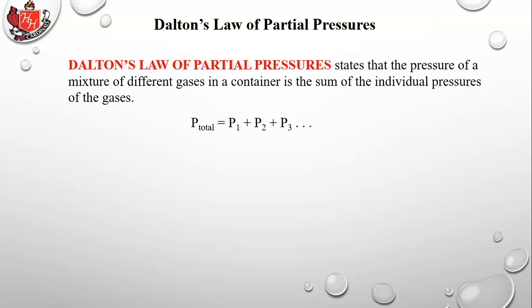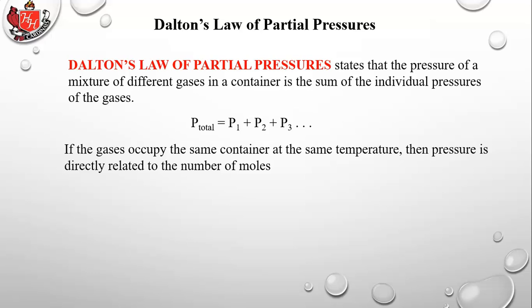Now, why would it have a different pressure than the first one if they're in the same container? Because maybe you have 2 moles of nitrogen and only 1 mole of oxygen, so the nitrogen would have a greater pressure. And then gas 3 is hydrogen, and maybe you have 3 moles of that. So 1 atmosphere plus 2 atmospheres plus 3 atmospheres would equal 6 atmospheres of total pressure in the container. So you just add up the pressures of the individual gases, and that'll give you the total pressure in the container. If the gases occupy the same container at the same temperature, then the pressure is directly related to the number of moles, what I just said.